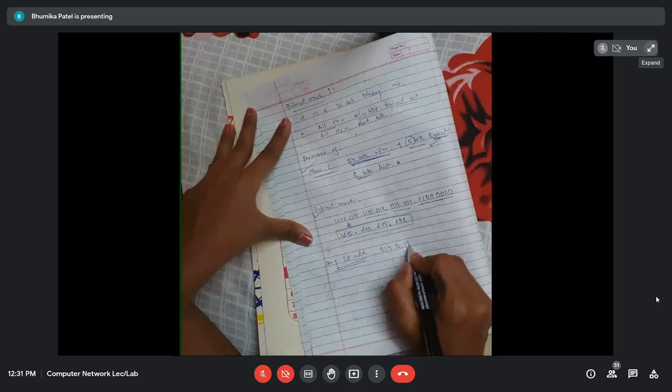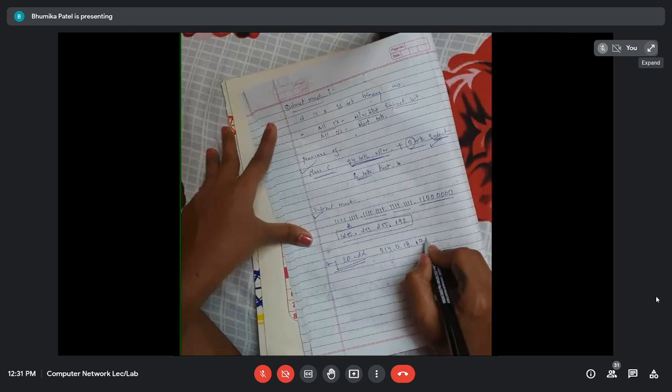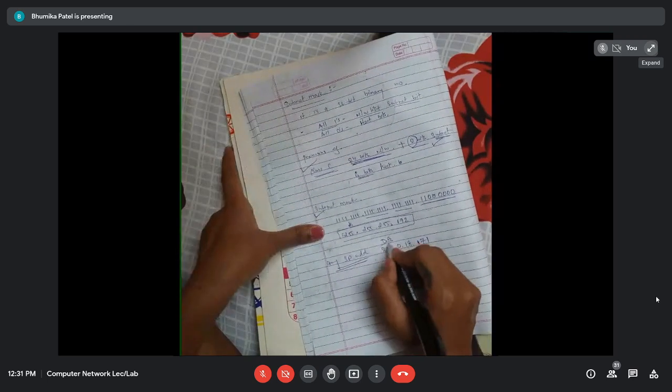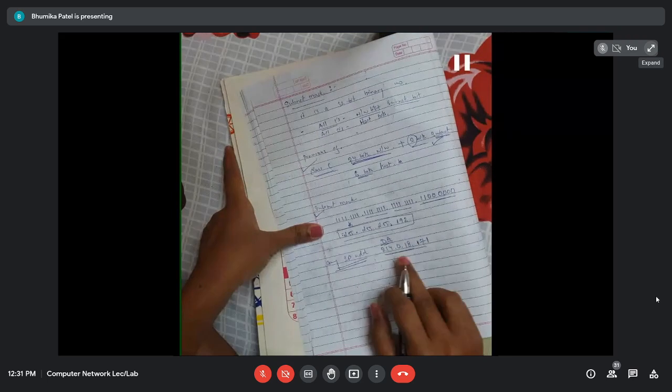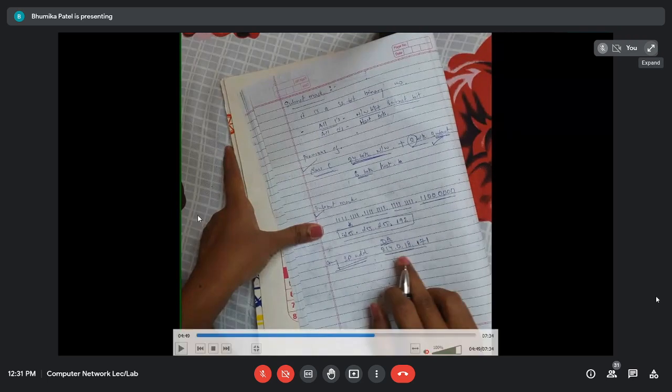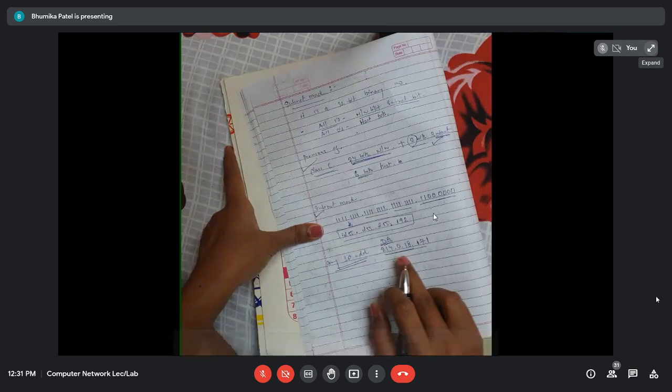Suppose I have a destination IP address. That means the router is getting the destination IP address 214.0.18.171. The router is getting a message with some source address and some destination address, and for example that destination address is 171. So we can say that this 171 belongs to subnet 3.